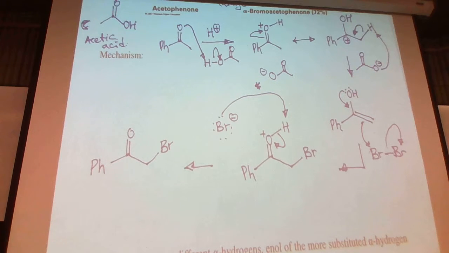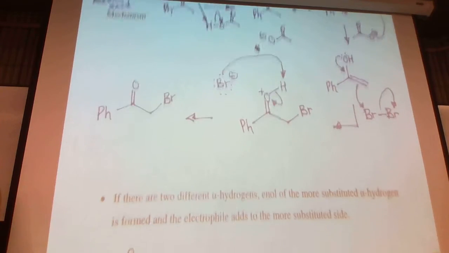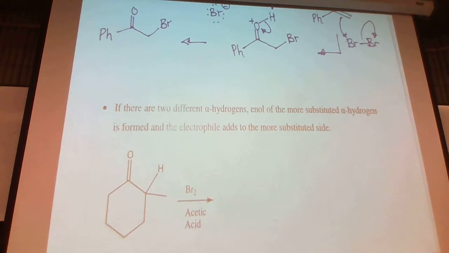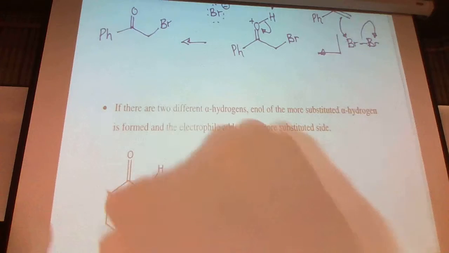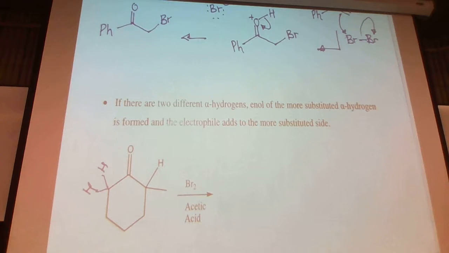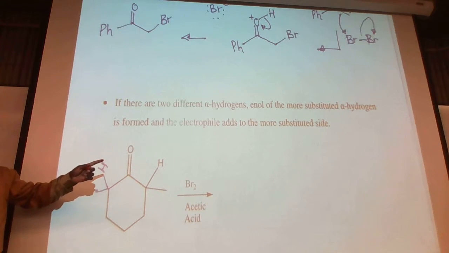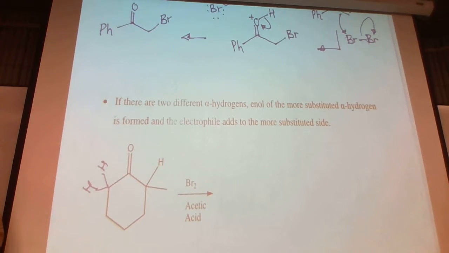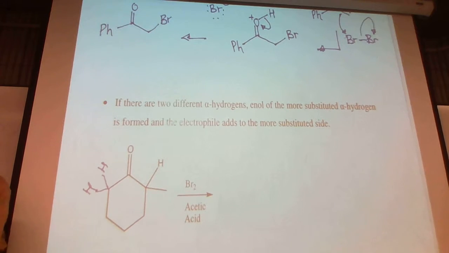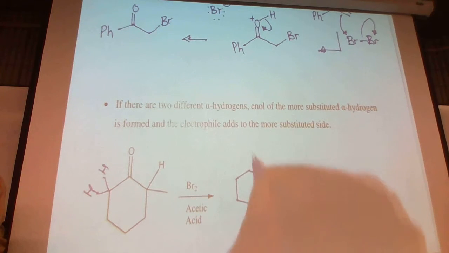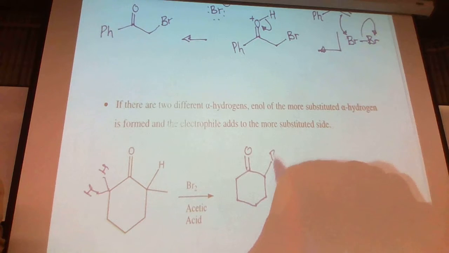No? Okay. Now, if you have a competing reaction site, like in this case, you have an alpha proton here, then you have an alpha proton on the other side. Because this is acid catalyzed, your electrophile is going to add to the more substituted side. Okay? It's going to add to the more substituted side. So in this case, your bromine is going to go to this side.